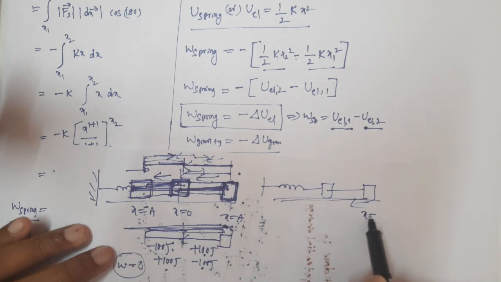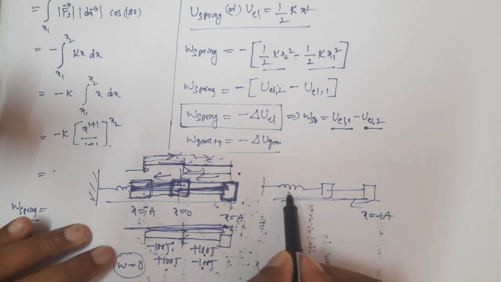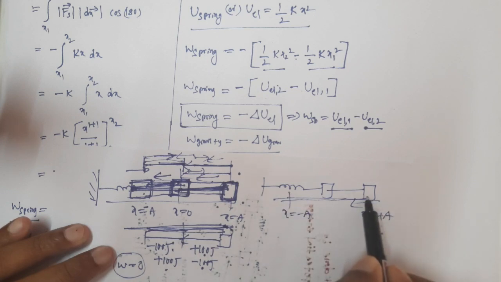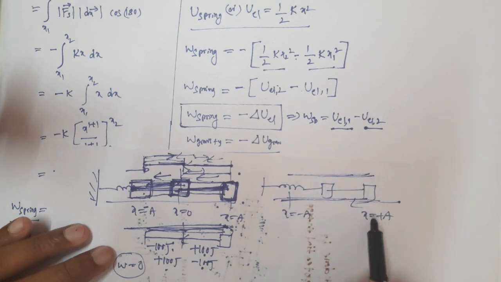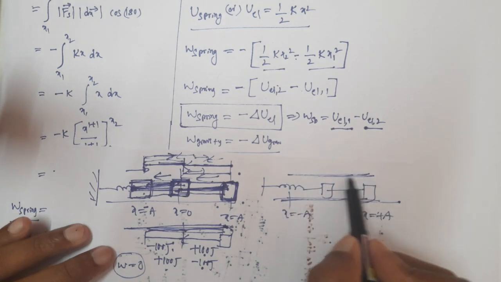Suppose it is at x equal to plus a, so it moves until x equal to minus a, and so on. If it is a smooth surface and the elastic force, that is the spring force, is the only force acting on the body, the block oscillates like this. The block oscillates in between plus a and minus a.